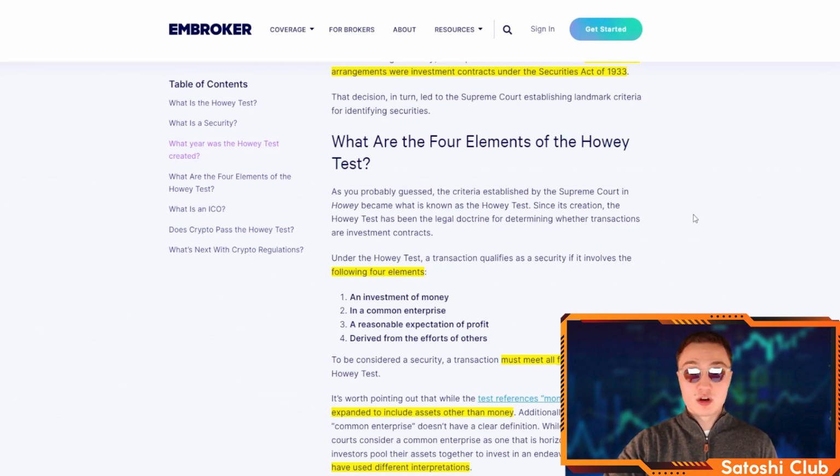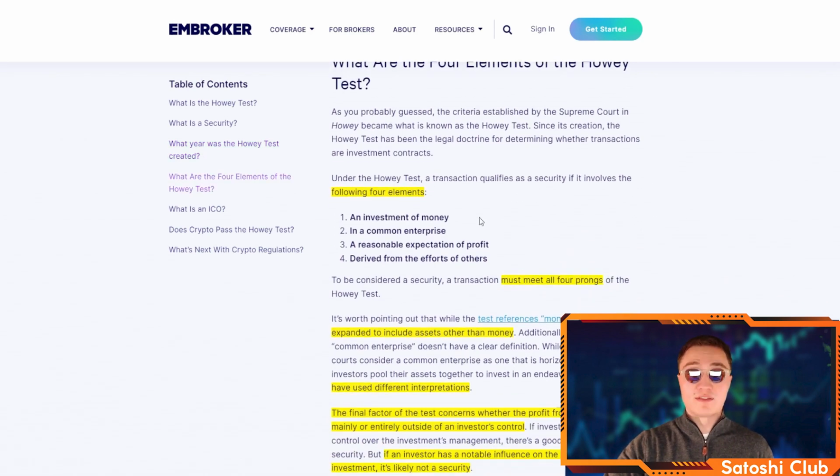Now, a transaction qualifies as a security if it involves the following four elements. First of all, an investment of money. Second of all, in a common enterprise, right? Third of all, a reasonable expectation of profit. And fourth of all, derived from the efforts of others.